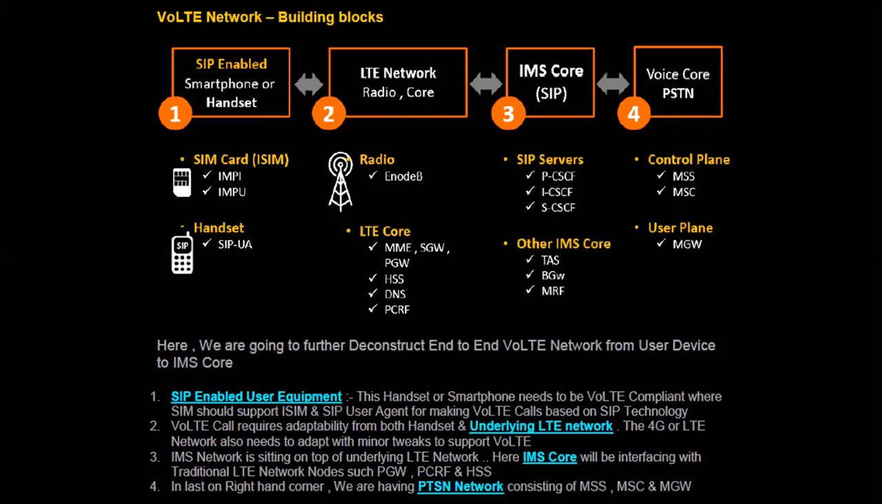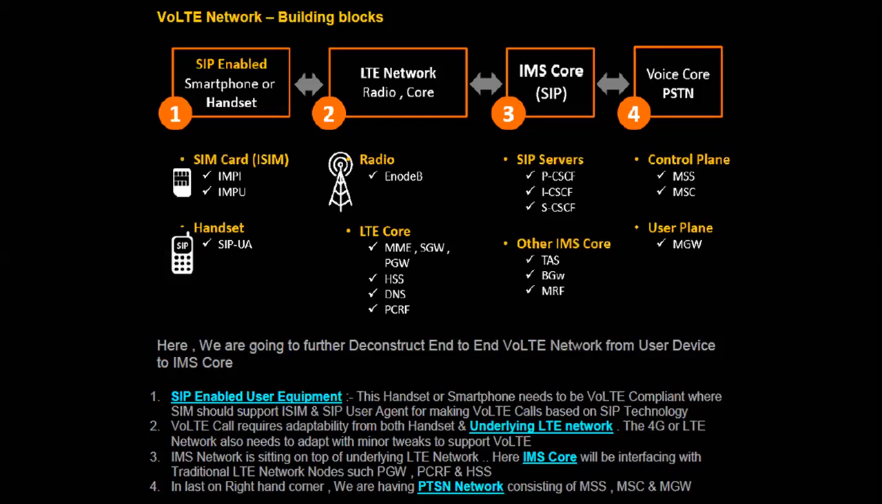And the fourth one is your voice core, PSTN. Generally, if you are dialing a call like a landline call, that time only your PSTN things come in. Okay, so for the control plane, MSS and MSC are used. And for the user plane, to transmit voice call traffic, RTP traffic, the media gateway is used here.